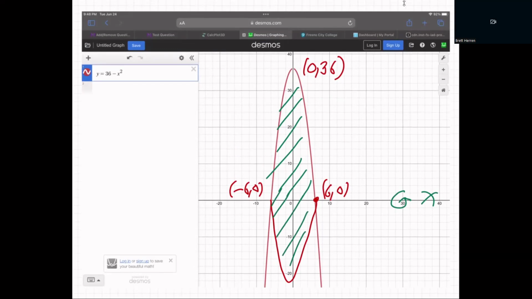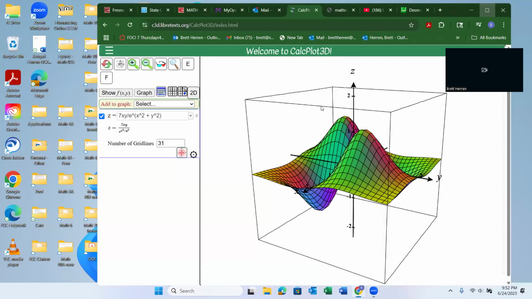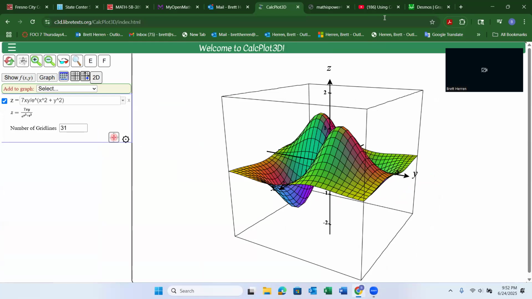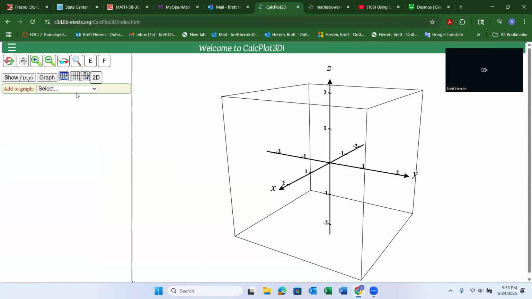Let me show you real quick the three-dimensional shape. So to do that, let me share my screen. There we go. You can go to the CalcPlot 3D. This also is on the home page of our Canvas course. So just click on the CalcPlot 3D. Here it is. Get rid of that initial thing they show.